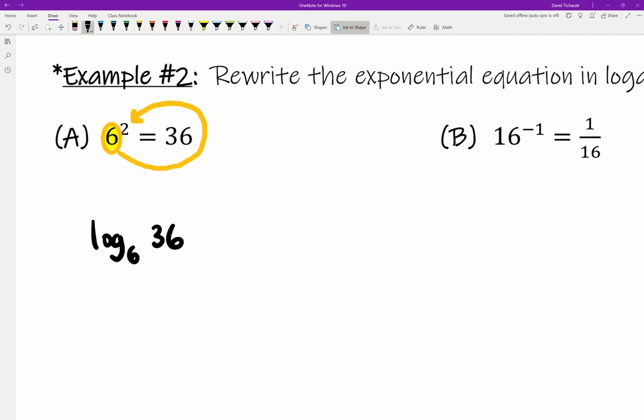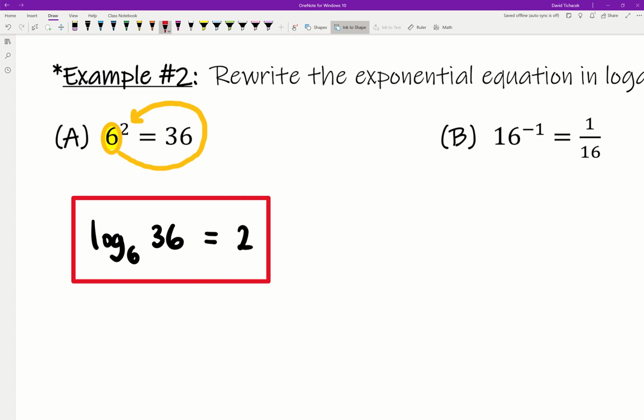Again, the question that this is asking is how many copies of 6 do you need to multiply into a 36? Well, of course, we would need 2 copies of 6. And so that would be the way to write that equivalently using the language of logarithms.